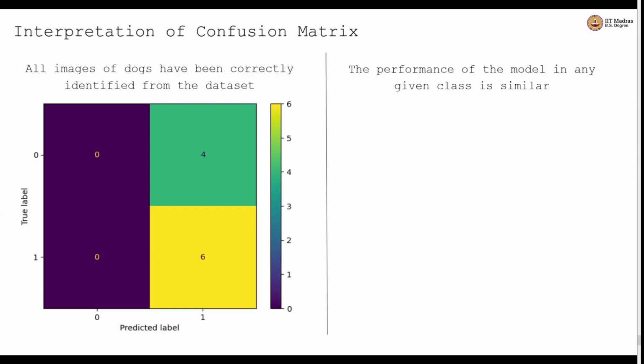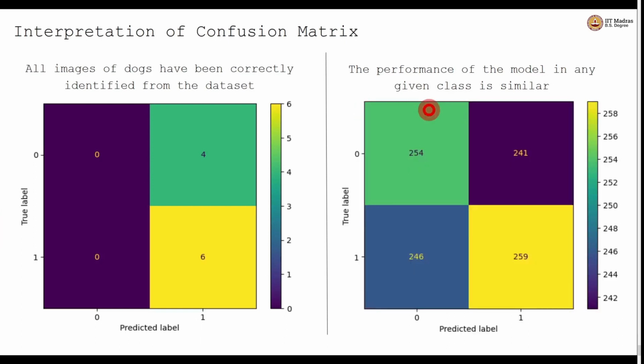Now if we consider another case where it says the performance of the model in any given class is similar, but if your confusion matrix is as seen, it shows that your model has not really learned much, because there are equal numbers of values in the false positives and false negatives as there are in true positives and true negatives. It means that your model is not able to identify even a single class correctly, and it might as well have been giving a label at random.